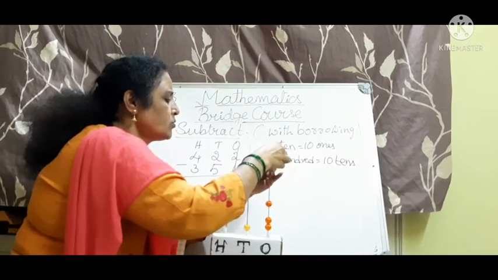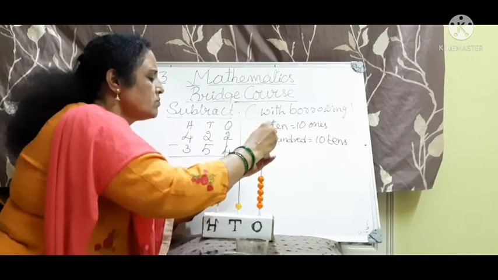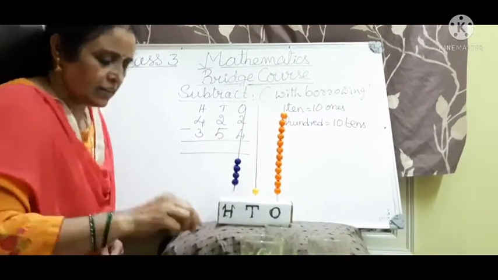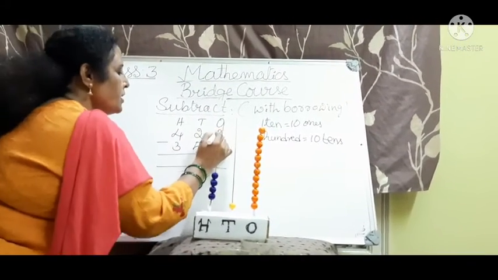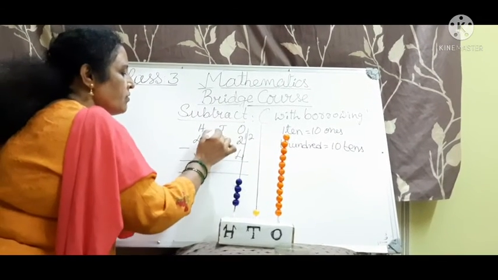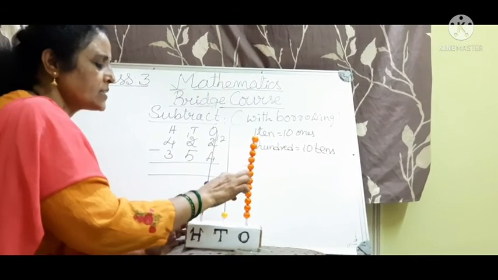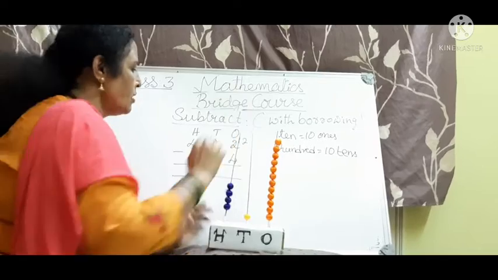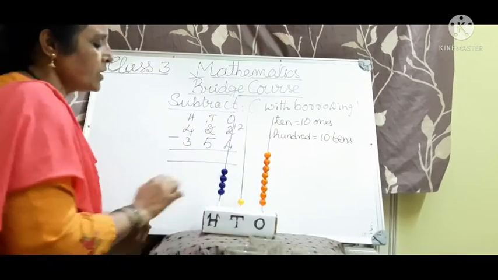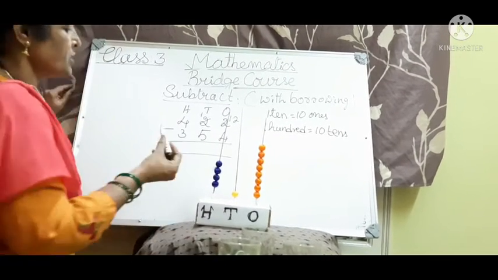Now after giving the borrow, here 1 ten will remain. This will be 12. 10 plus 2 is 12. Now 12 minus 4. I have to take out 4 beads. Then how many are remaining? 1, 2, 3, 4, 5, 6, 7, 8. 12 minus 4 is 8.